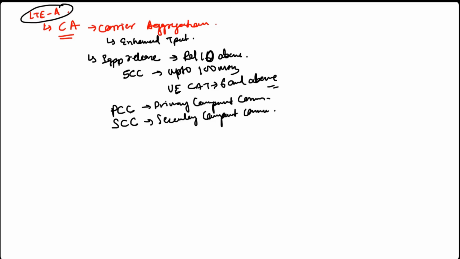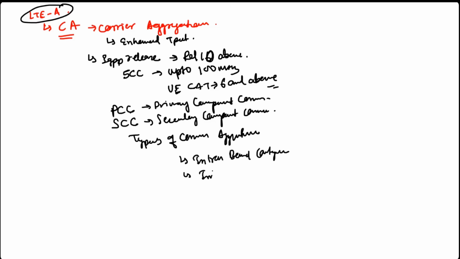And there are different types of carrier aggregation. Can anyone tell me what are the types of carrier aggregation? Contiguous and non-contiguous. Intra-band and inter-band. Intra-band contiguous, intra-band non-contiguous, and inter-band non-contiguous. Okay, we will understand what exactly these are.